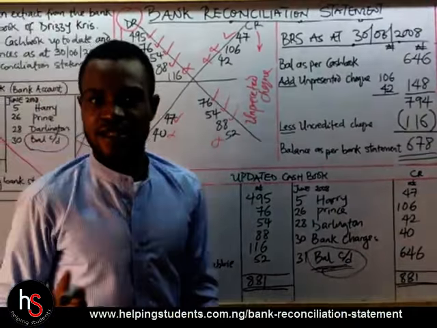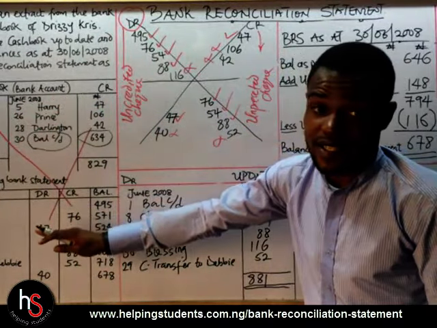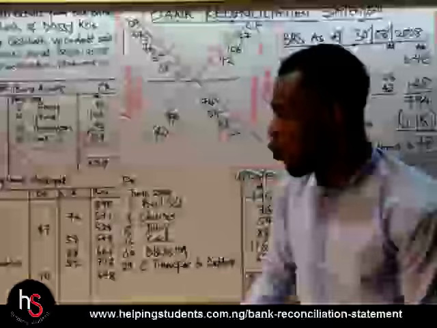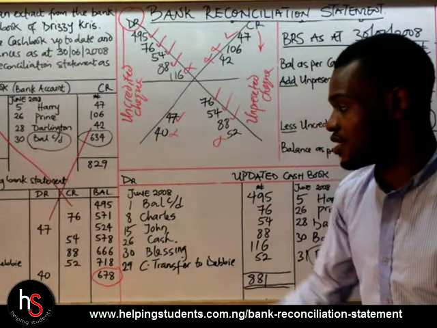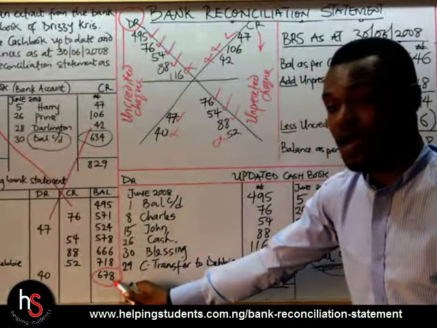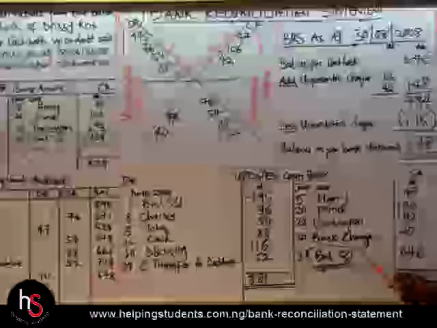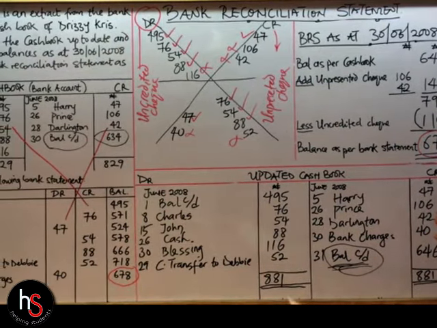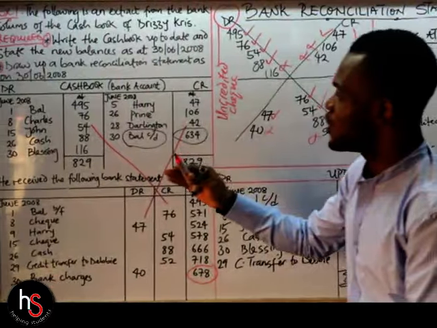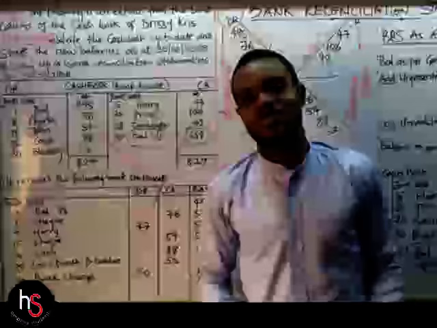Now take a look at this. From this question we have, this is the cash book and this is the bank statement, right? Now what is the final balance we have here? You can see it is 678. The final balance is 678. And by the time we solve this question and we follow these processes, we'll still arrive at 678 here. So with this now, the difference between the cash book and the bank statement has been sorted out.